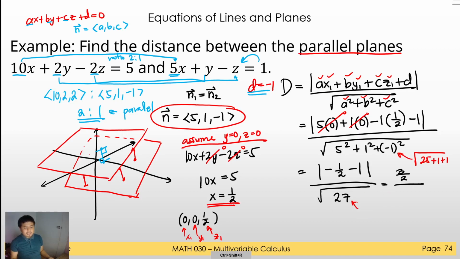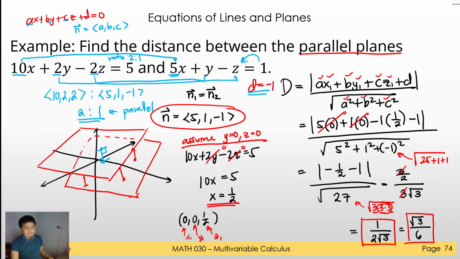So what is the square root of 27? We have the square root of 3 times 3 times 3, right? So 3 times 3 times 3 is 27. We can factor out this 3 here, so this will be 3 times the square root of 3. We can cancel out the 3 here, so the final answer should be 1 over 2 times the square root of 3. Or if you want to, you can rationalize this. So this will be square root of 3 over 2 times 3. So 2 times 3 is 6, and we have square root of 3 over 6. Okay, so that will be all for this question.